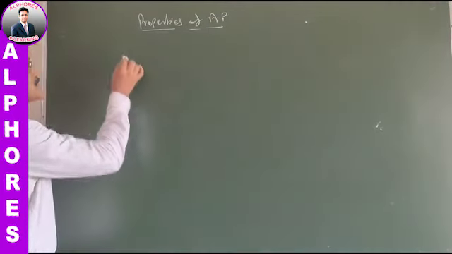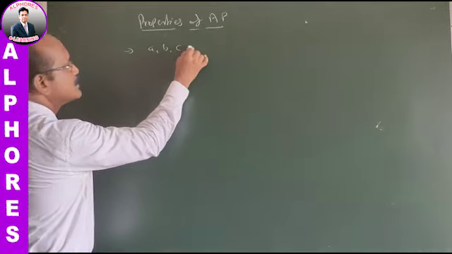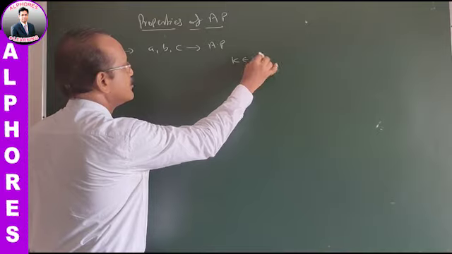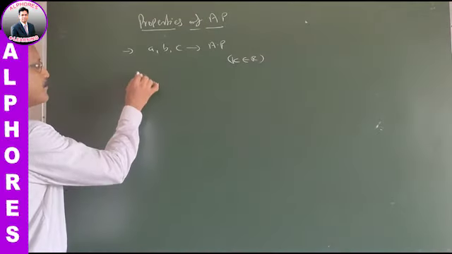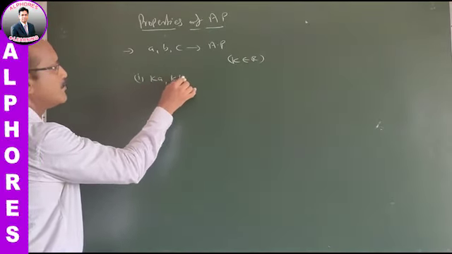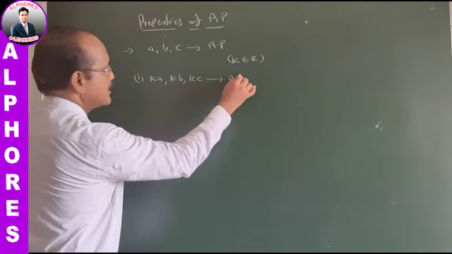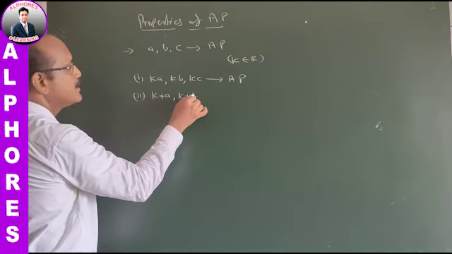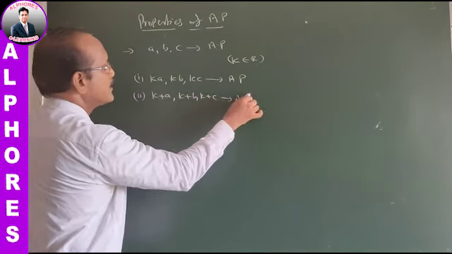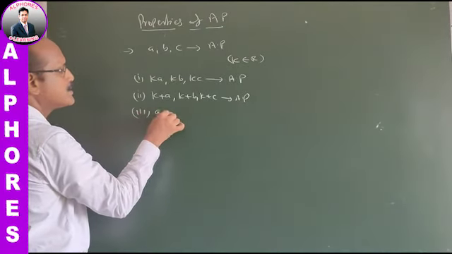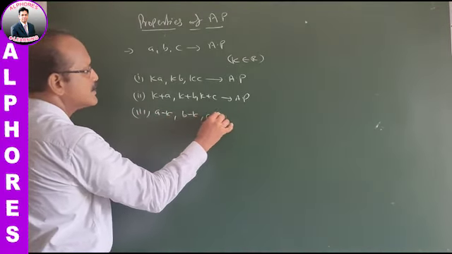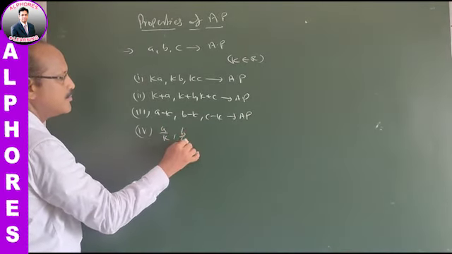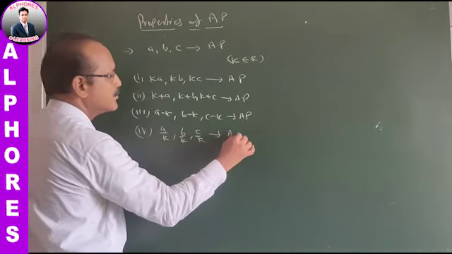Right, suppose a, b, c are in arithmetic progression and k is any real number, then ka, kb, kc are in AP. k plus a, k plus b, k plus c are in AP. a minus k, b minus k, c minus k are also in AP, and a by k, b by k, c by k are also in AP.